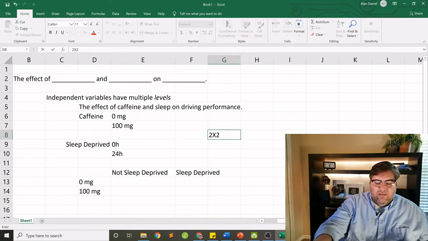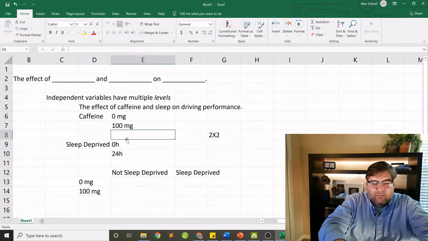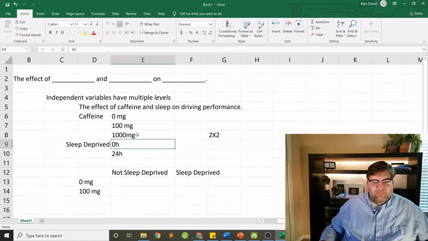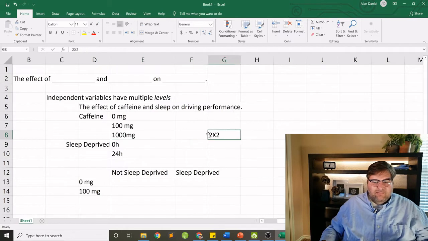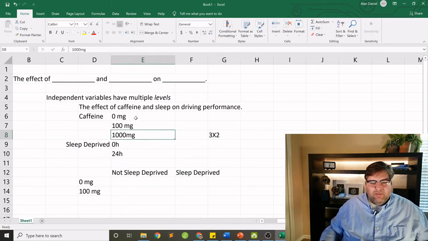What would happen if we thought a cup of coffee isn't going to do it? If you're 24 hours sleep deprived, you're going to need more than that. So we give you 1,000 milligrams of caffeine. Well, not only is that probably going to blow the person's eyeballs out of their sockets, it also changes what we call it. Now it would be a 3 by 2 factorial design.